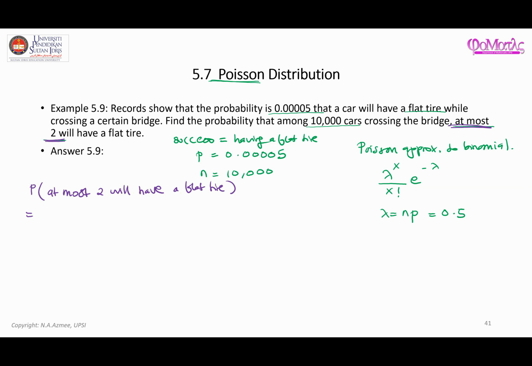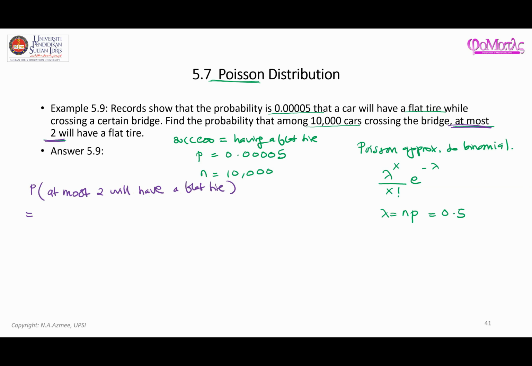And this means we need to find the probability of x equals 0, plus the probability of x equals 1, plus the probability of x equals 2. And you have to add all those probabilities. Okay, so that's what we're going to do. Now we're going to just apply this formula here with different x.